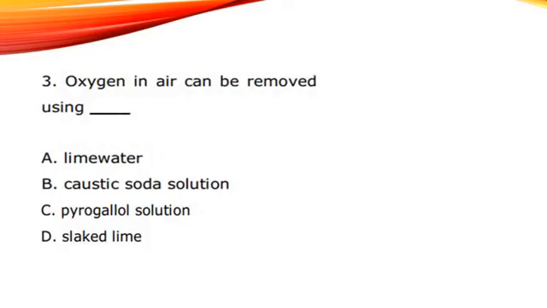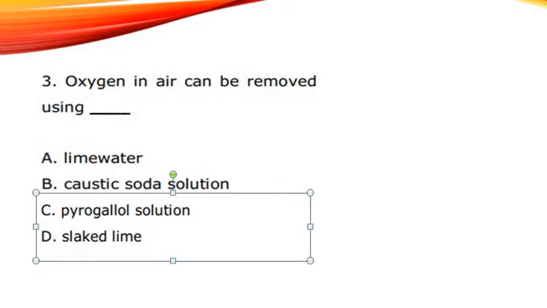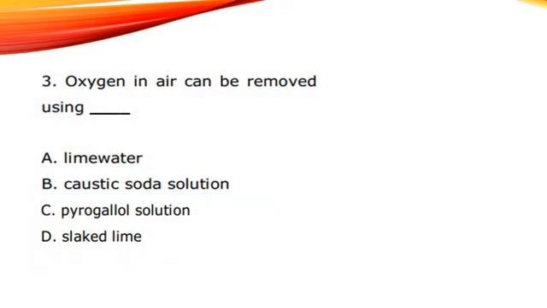Next we have question 3, which says, oxygen in air can be removed using A, lime water, B, caustic soda solution, C, pyrogallol solution, and D, slaked lime. The answer here is C, pyrogallol solution, because one of its many applications is removal of oxygen from air.